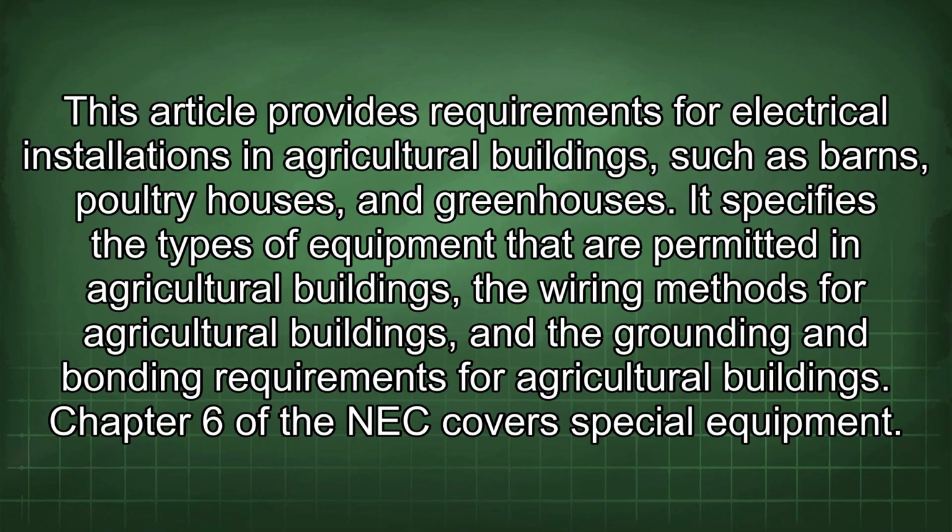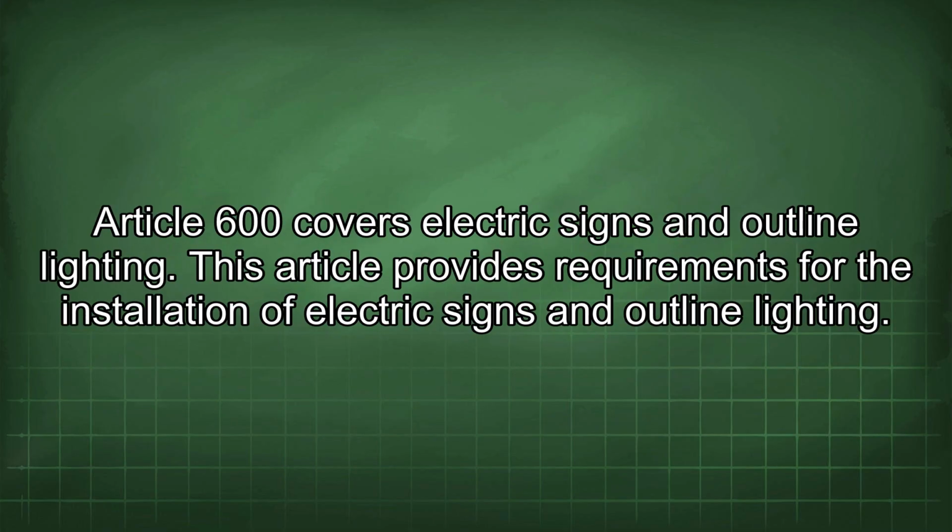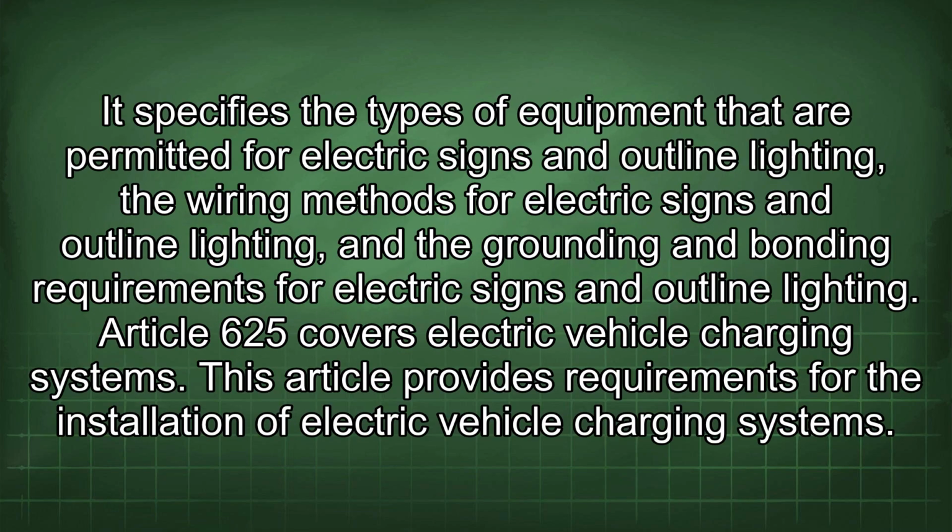Chapter 6 of the NEC covers special equipment. Article 600 covers electric signs and outline lighting. This article provides requirements for the installation of electric signs and outline lighting. It specifies the types of equipment that are permitted for electric signs and outline lighting, the wiring methods for electric signs and outline lighting, and the grounding and bonding requirements for electric signs and outline lighting.